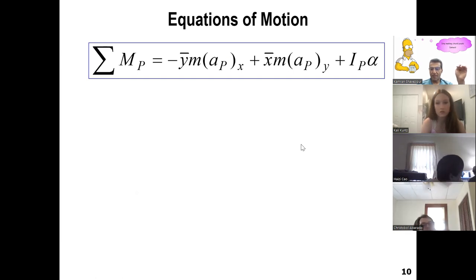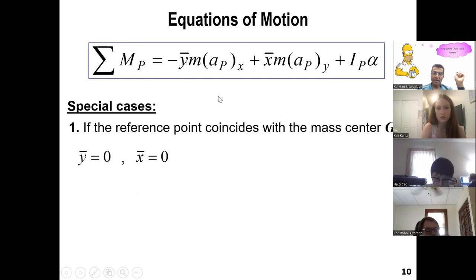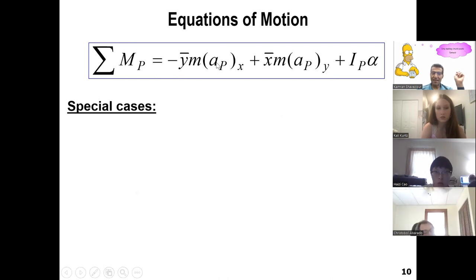And please pay attention here. Do not write for a couple of minutes. Let me ask you this question. What happens if point P is on G? I want to pick a point to get the moments. Instead of picking an arbitrary point, I'm going to pick the point G. If the point P and G coincide, what happens to this equation? AP becomes AG, IP becomes IG, and MP becomes MG.